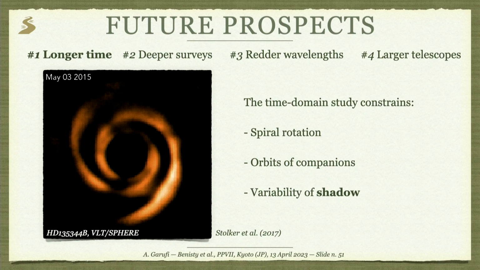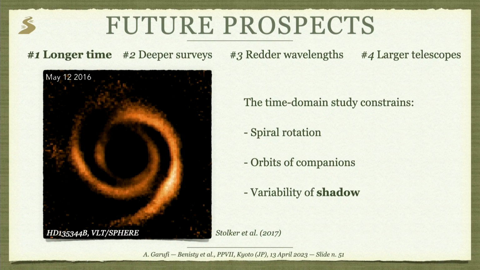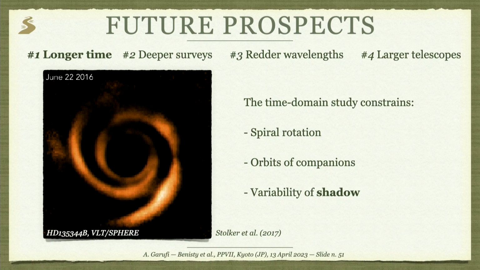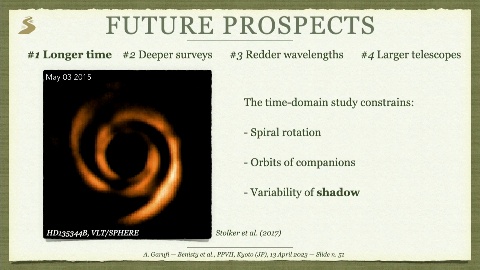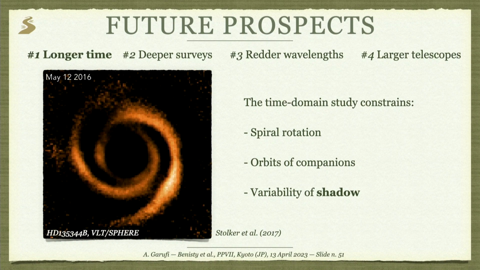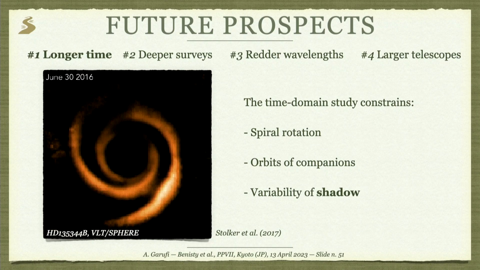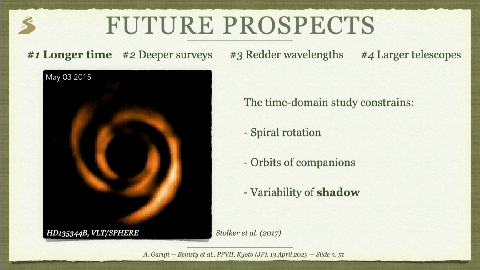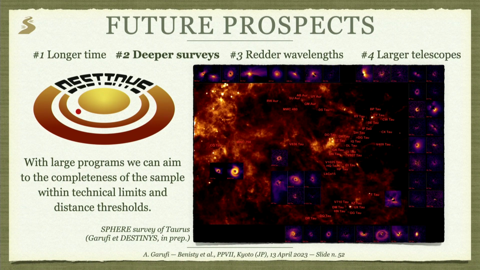And this will be very important in the next few years to actually be able to characterize the variability of shadows, which is, as I mentioned, due to the dynamics of the inner disk, so the possibility that some unseen perturber is sitting very close to the star, the orbits of any companion or any possible protoplanet candidate, and the spiral motion, because this could also be related to the dynamics of an unseen protoplanet. Deeper surveys: we keep the telescopes that we have now, and we aim at the completeness of the sample. So we try, within a certain threshold in distance, for example a star-forming region, to actually be complete within the technical limit that we have now.